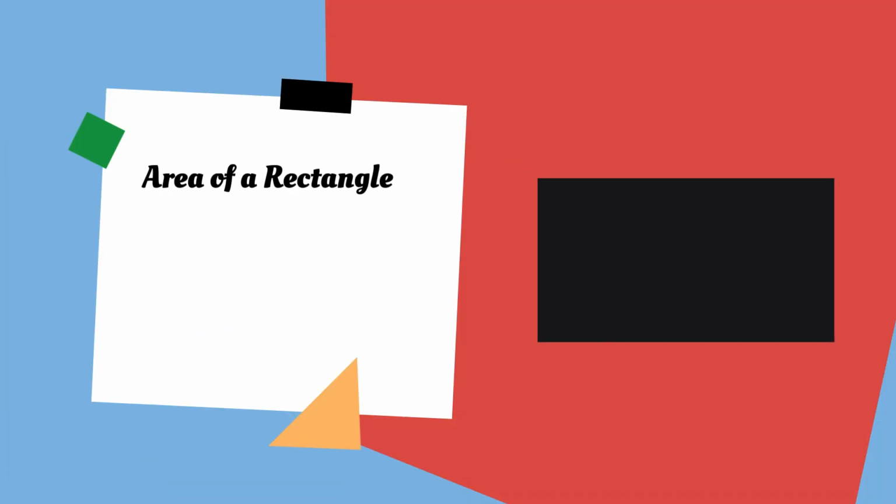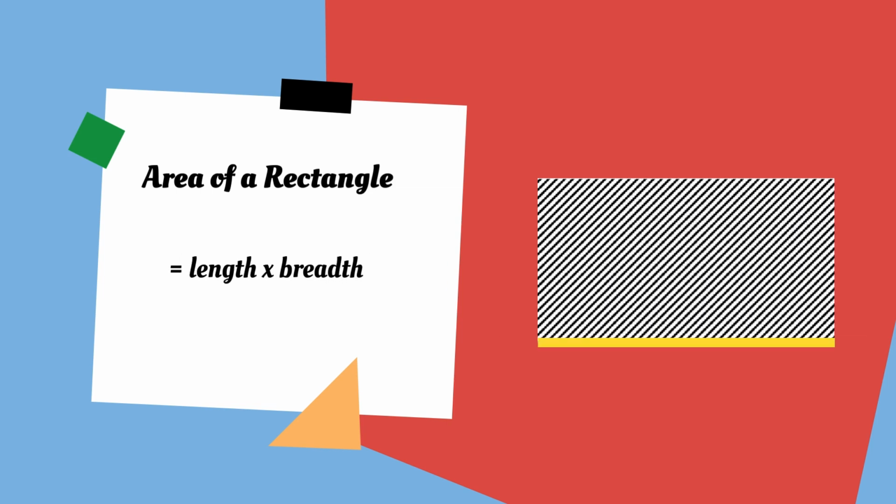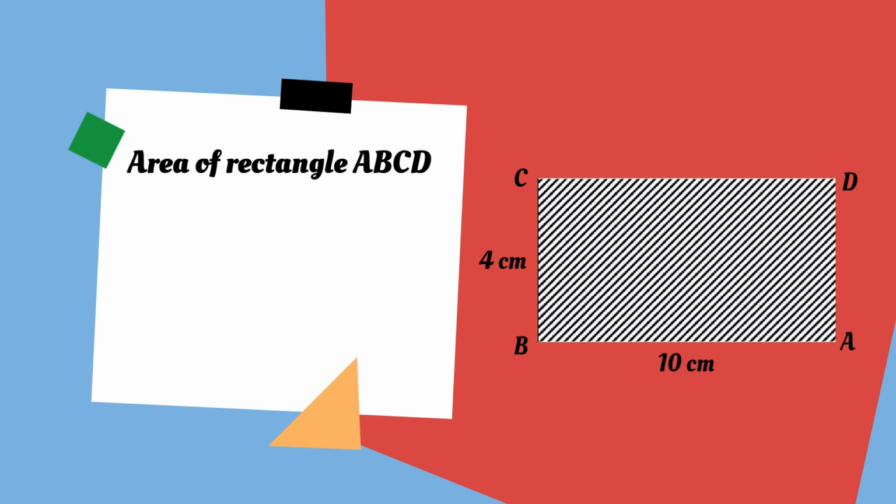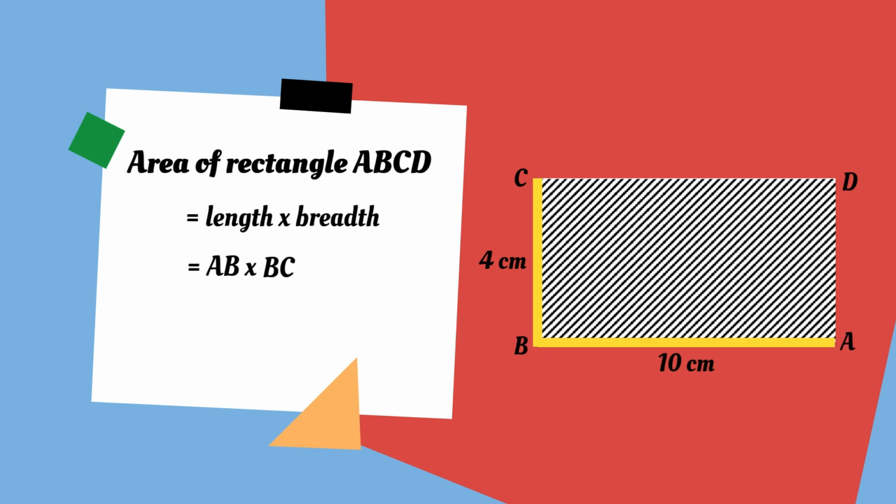The area of a rectangle is the product of its length and breadth. Let us now calculate the area of a rectangle having a length of 10 cm and a breadth of 4 cm. The formula for the area of a rectangle is the product of its length and breadth. Replacing length by 10 cm and breadth by 4 cm, we get the area as 40 cm square.